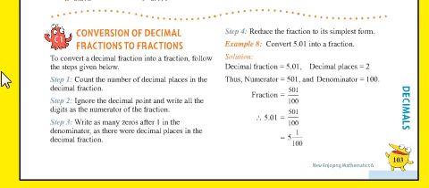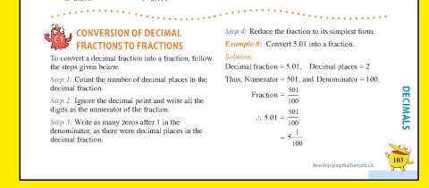Okay, so the first one is step 1. Count the number of decimal places in the decimal fraction. Okay, first we have to count the number of decimal places in the decimal fraction. Then the second step, ignore the decimal point and write all the digits as the numerator of the fraction. So second step में क्या करेंगे हम, वो जो decimal point है उसको कुछ टाइम के लिए ignore कर लेंगे, फिर वो जितने भी numerators हैं सारे digits हम लिख लेंगे.